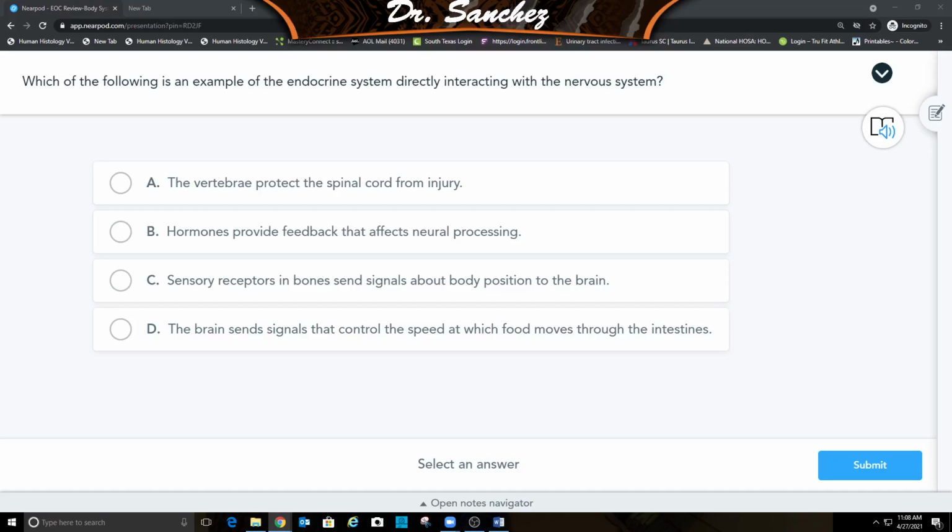The brain sends signals to control the speed at which food moves through the intestines. So the brain is nervous system, but the speed in which food travels through the intestines is different. I'm going to explain that in a bit because some of you are going to be like, well, what about metabolism? Don't overthink things. I'll explain that right now. The brain would be nervous system. Food traveling through the intestines: what makes the intestines do a wave-like motion? In other words, what's the only thing in your body that can move?